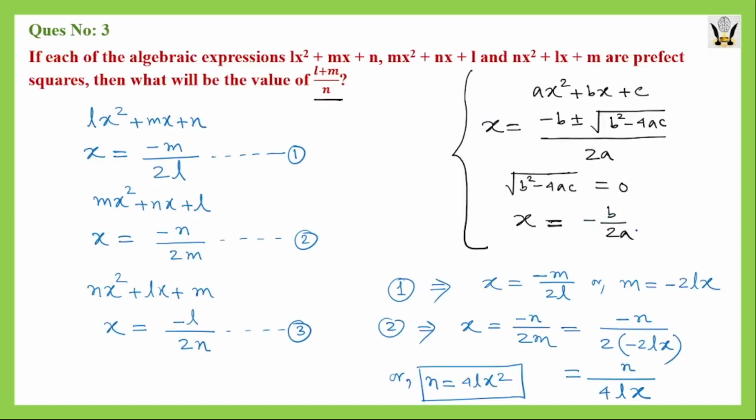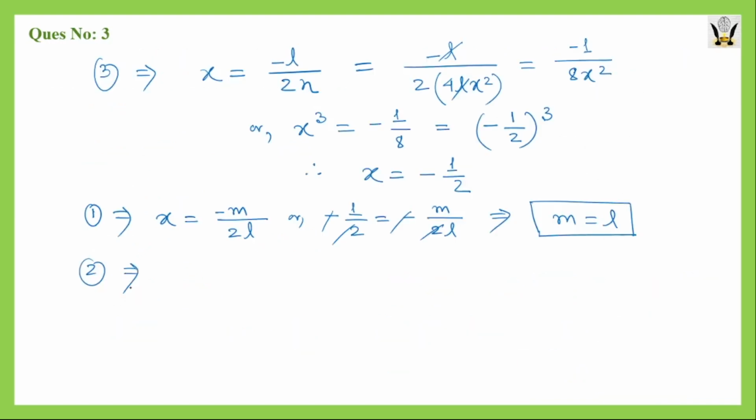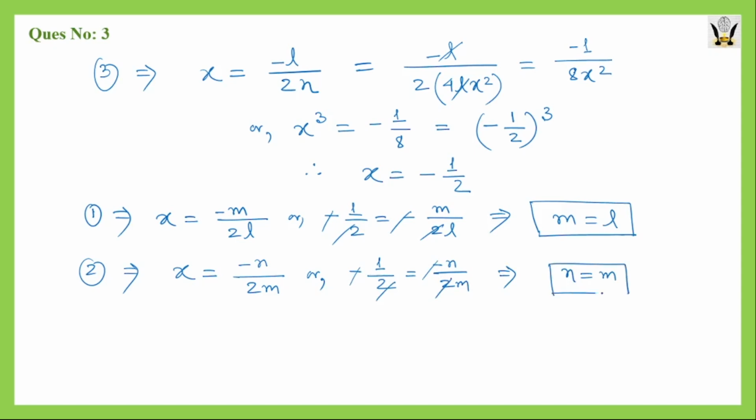And now in the second equation, we have x is equal to minus n by 2m. So again if we put the value of x, which we have obtained as minus half, then minus half will be equal to minus n by 2m. So again minus minus and 2 will cancel each other, and from here the relationship between n and m that we are getting is n is equal to m. So we can say that m is equal to n is equal to l.